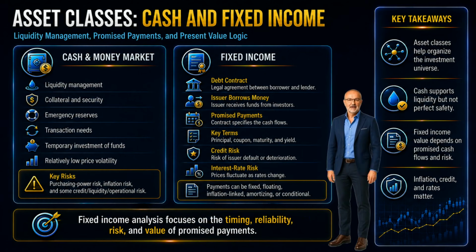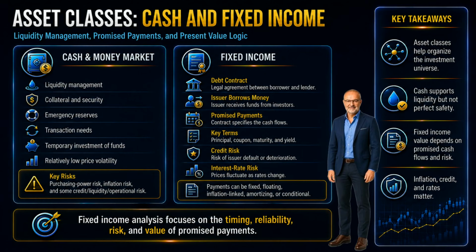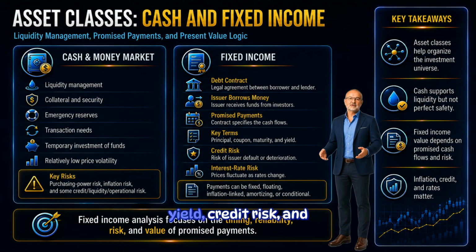Next is fixed income. Fixed income securities are debt instruments. The issuer borrows money and promises to make payments according to the contract. The payments may be fixed, floating, inflation-linked, amortizing, or conditional on specific terms. Important fixed income concepts include principal, coupon, maturity, yield, credit risk, and interest rate risk.